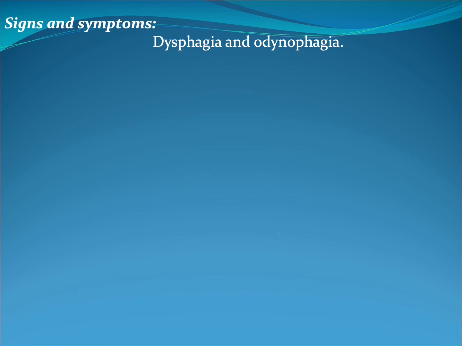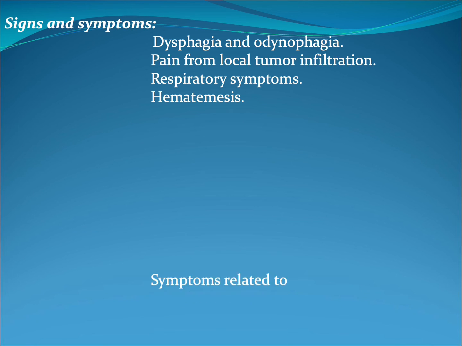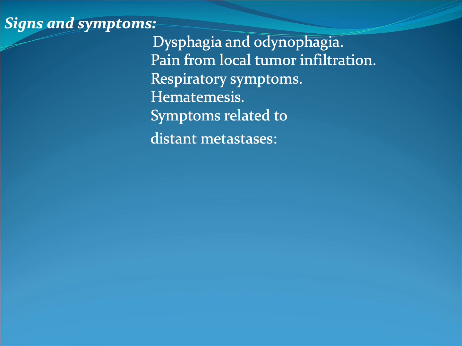So the symptoms: patients will usually present with dysphagia and odynophagia from the tumor, and also pain due to local tumor infiltration to the surrounding structures, because the adventitial layer of the esophagus is not very well developed, so there's local extension of the tumor. Patients also might present with respiratory symptoms from regurgitation, and they might develop hematemesis due to local infiltration or bleeding inside the tumor.